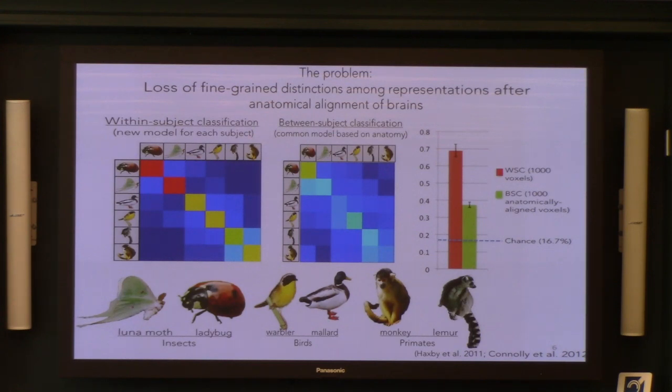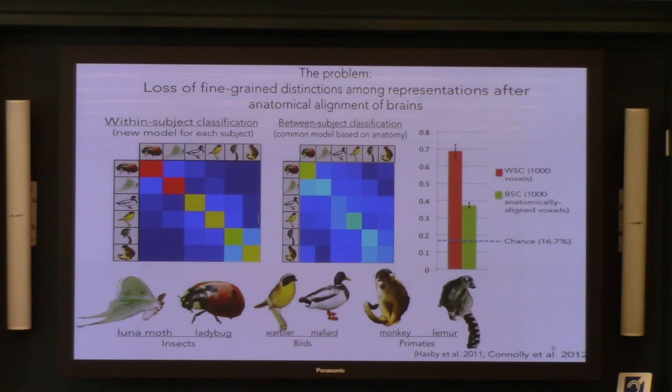So the problem is that when we build a classifier like that, we do it separately for each individual subject. So we have to determine what are the patterns associated with Luna moths and ring-tailed lemurs in an individual brain to classify left-out test data. But those patterns in one subject do a terrible job classifying patterns in other subjects. So if we just align the data based on anatomical markers, landmarks, and then build the classifier on some subjects and test it on a left-out subject, the performance crashes.